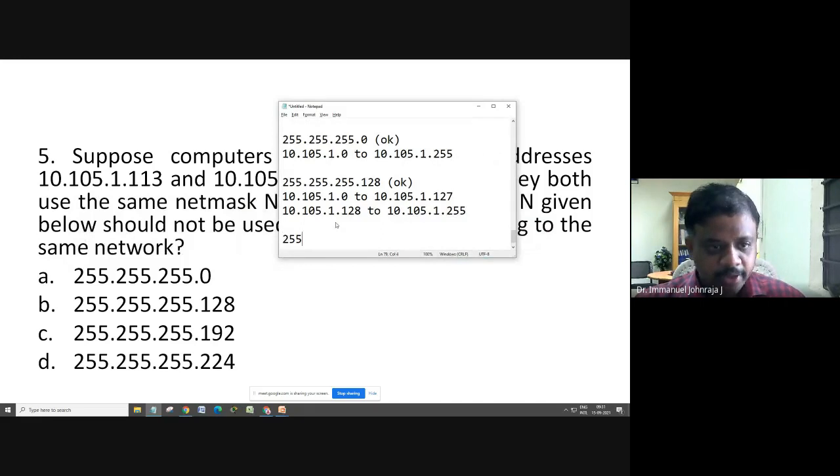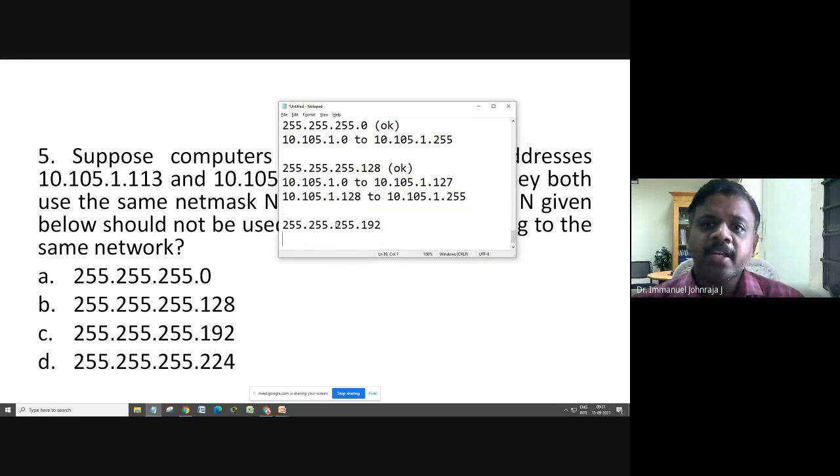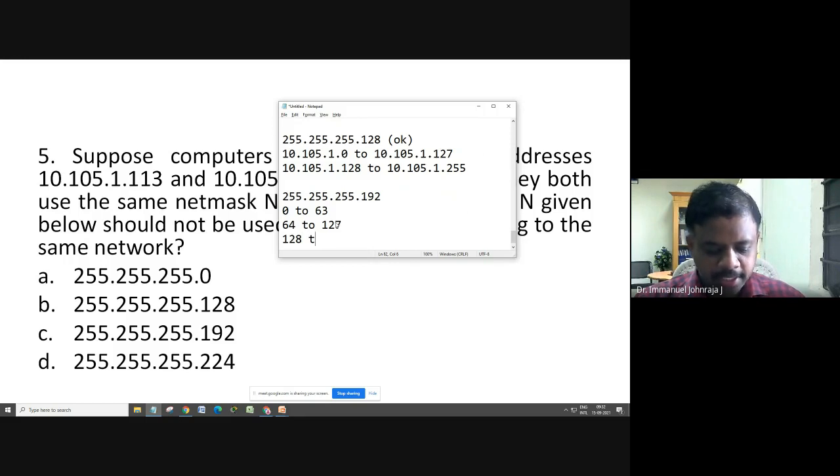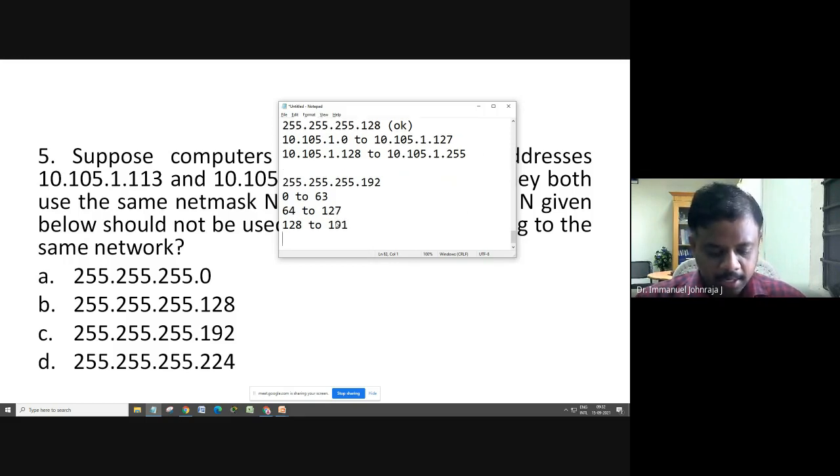Now next is 255.255.255.192. What is the meaning of 192? You have borrowed 2 bits. So in order to save time, I'm going to write only the last octet value. So the last octet will become 0 to 63, then 64 to 127, then 128 to 191, and then 192 to 255. This is going to be the range.